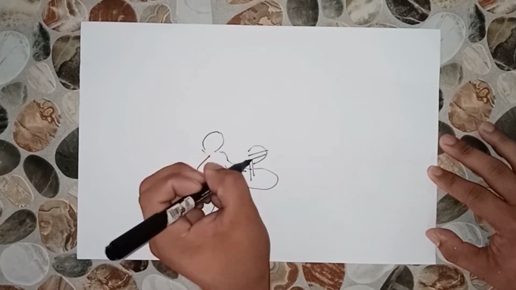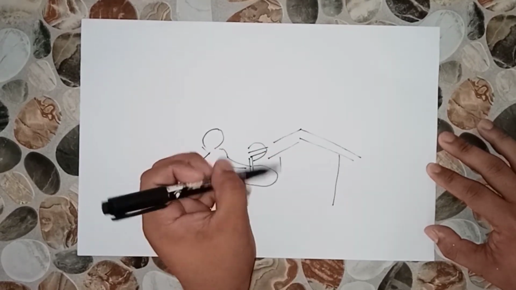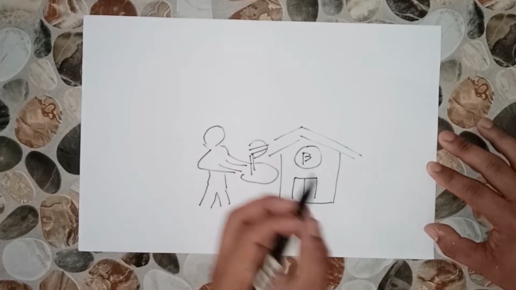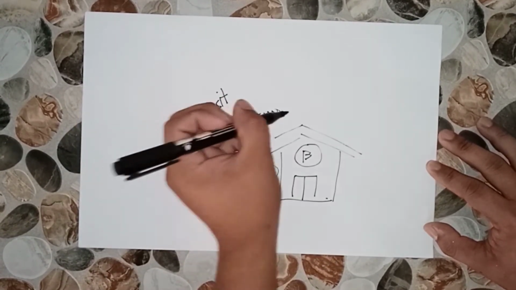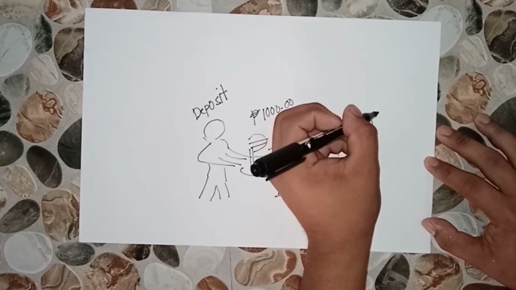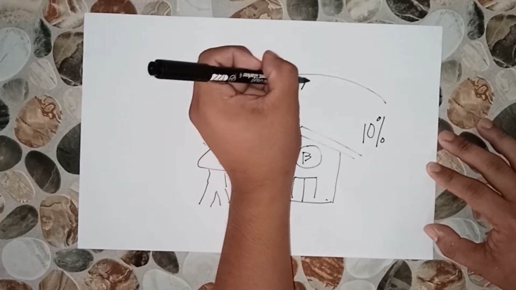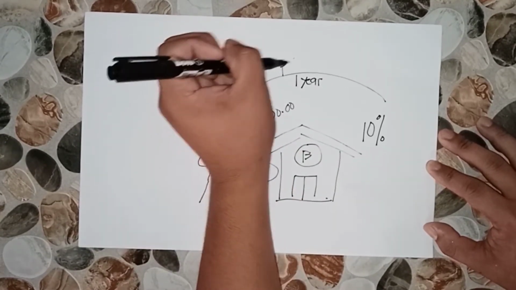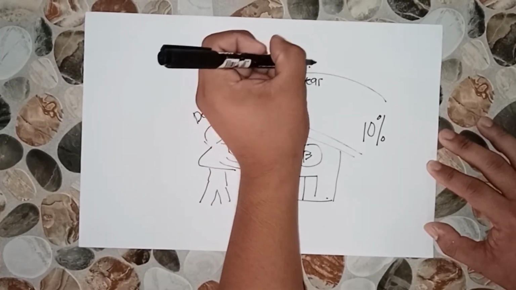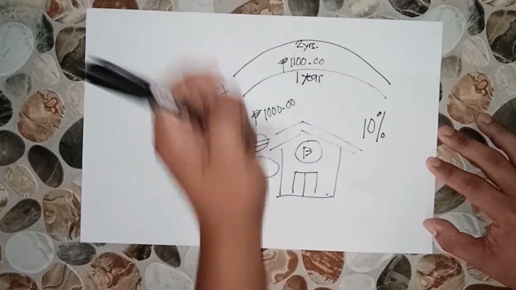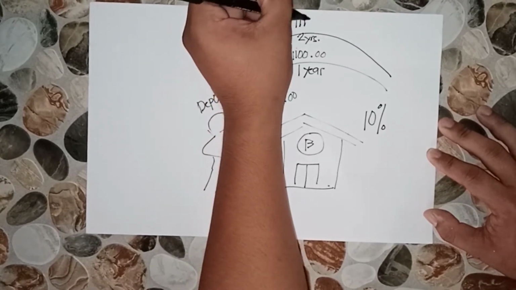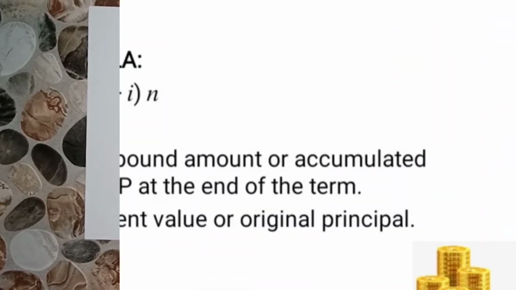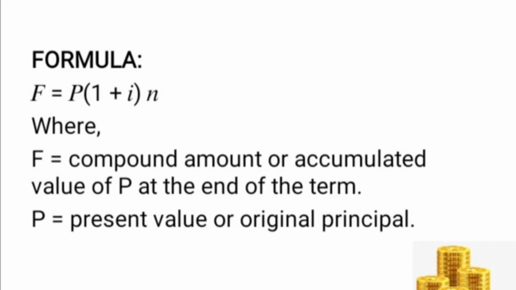If we have money that we want to deposit in the bank, for example 1,000 pesos, and the interest rate is 10%, then in the first year our money will become 1,100. In the second year, our accumulated value becomes 1,210.